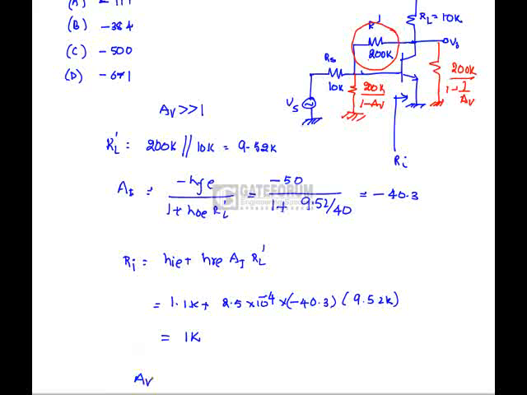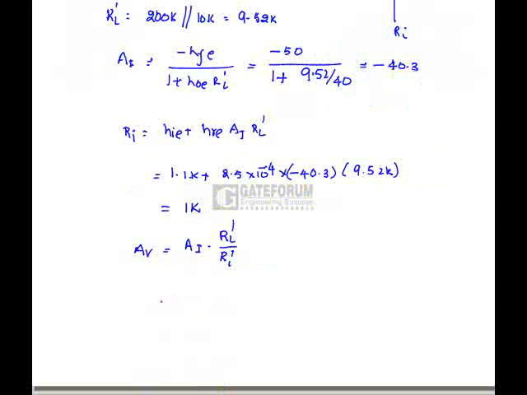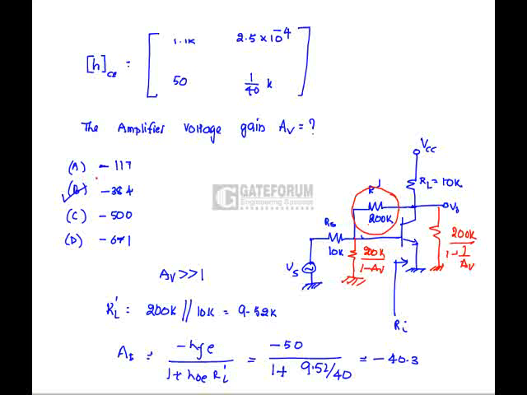Hence the voltage gain is nothing but the current gain multiplied by RL dash by Ri dash. So the current gain is minus 40.3, times 9.52 divided by 1, which is nothing but minus 384. Hence option B is correct.